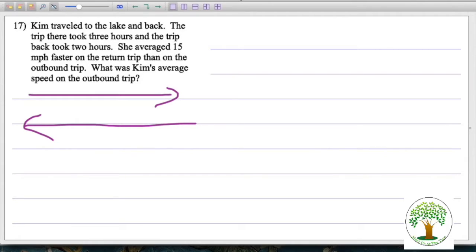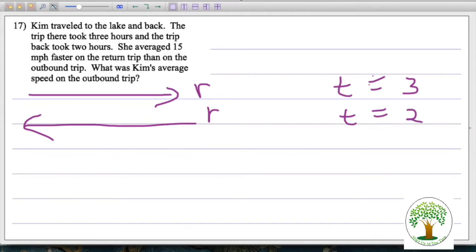Let's keep reading. The trip there took 3 hours, and the trip back took 2 hours. So let's put our times in. Now let's look at the rates. Here we go. She averaged 15 miles an hour faster on the return trip than the outbound trip. This is significant. So she was faster on the return trip than the outbound trip. We're also going to keep reading because we need to know which one needs to be R. So we're going to finish the sentence.